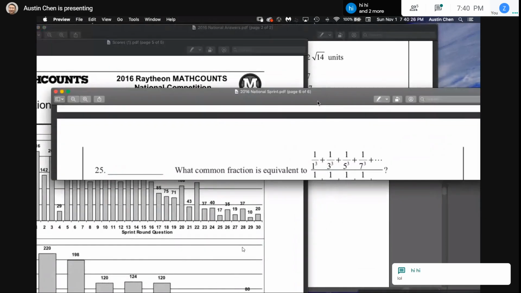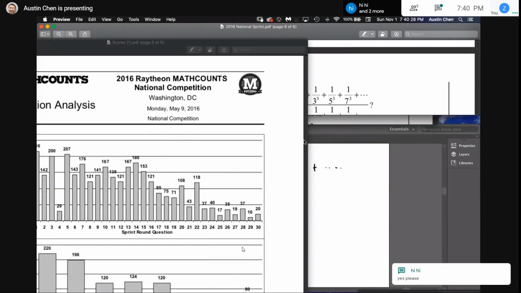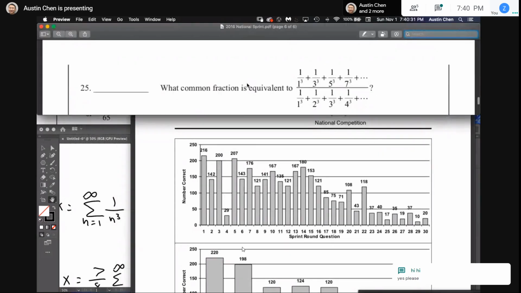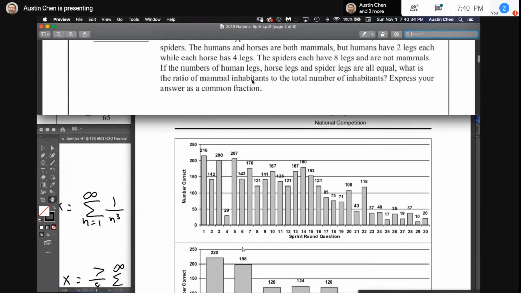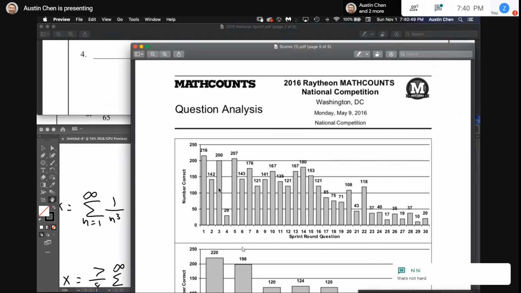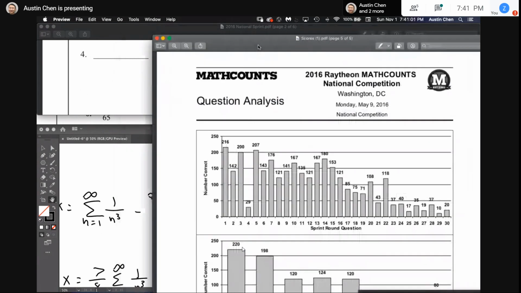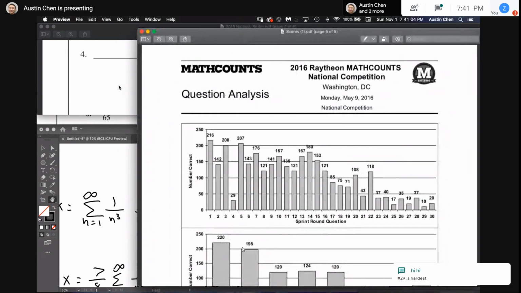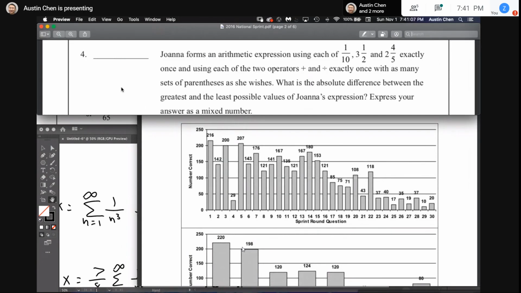Where is it? Let me put this right here. Number 4. You have 3 fractions, you have plus and divide, and you wanted to make the biggest fractions and the smallest fractions. Yeah, that's not too hard. There's a huge jump, 229, 207. Yeah, that's kind of weird, I think. But yeah, 25 is pretty hard. You just have to notice that really nice thing.